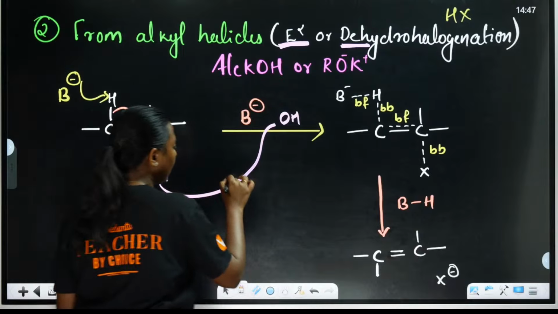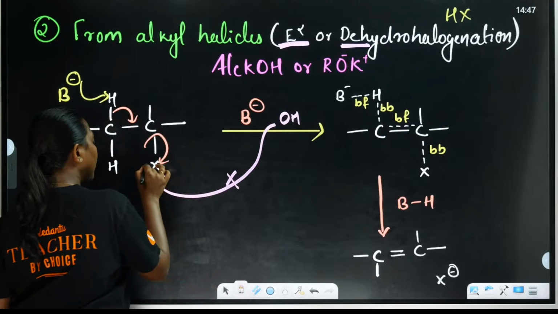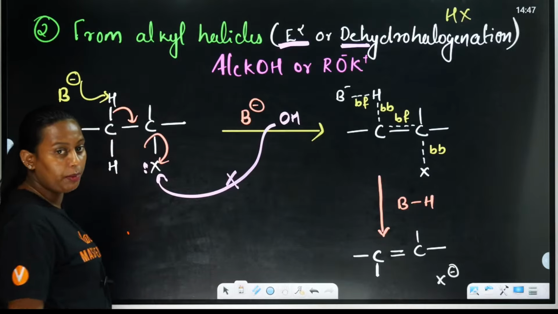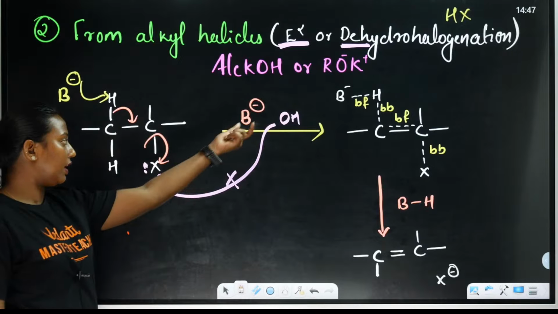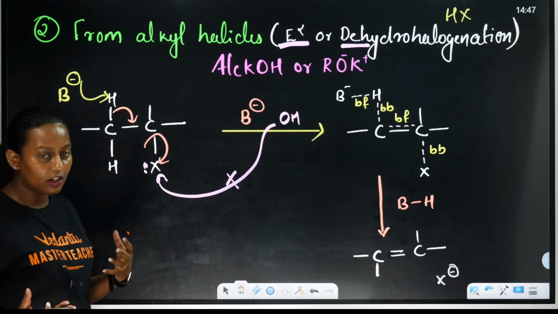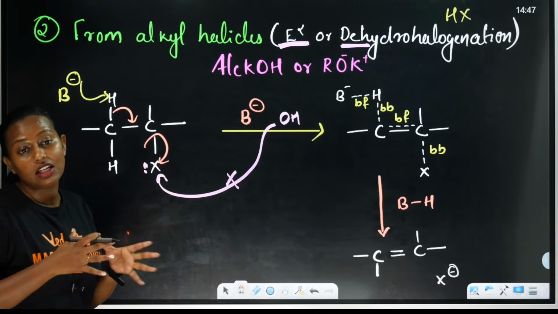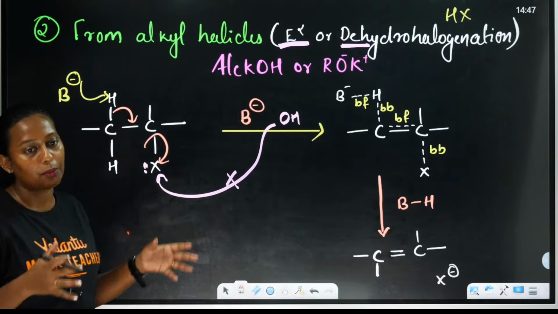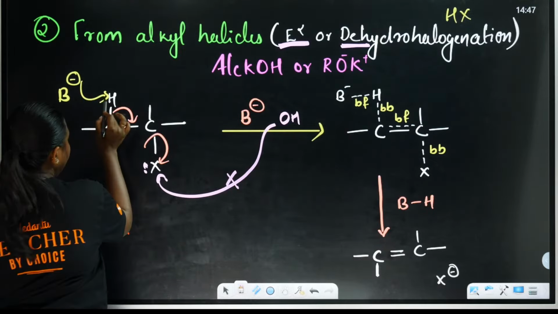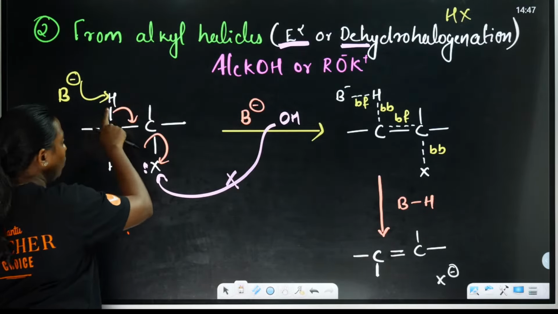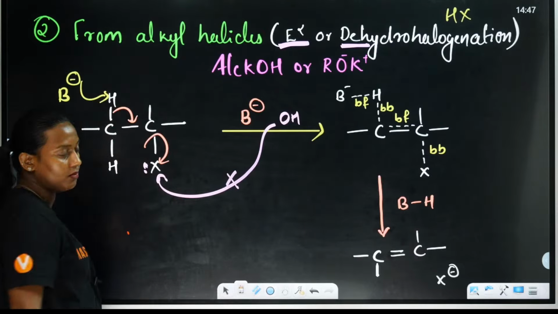No, it will not happen, because we know that halogen contains what? Lone pair. Halogen contains lone pair, and OH minus also contains lone pair. So high steric hindrance, high repulsion. So OH minus will attack hydrogen first.